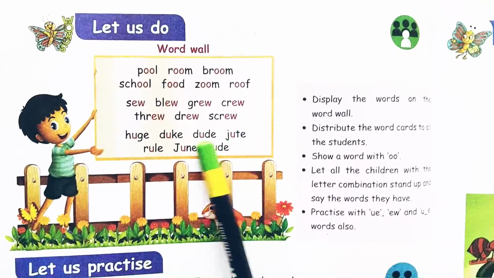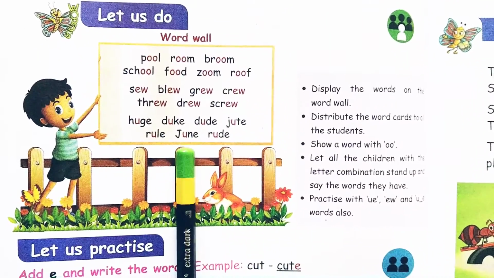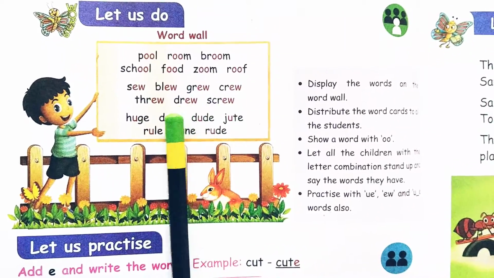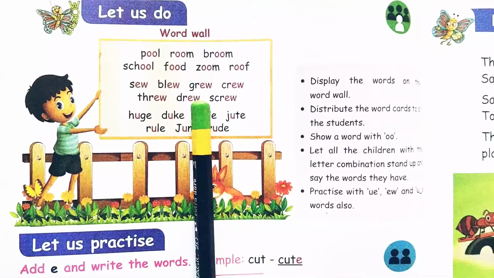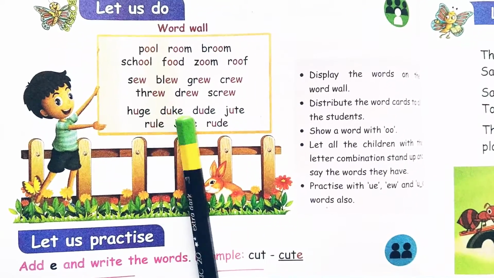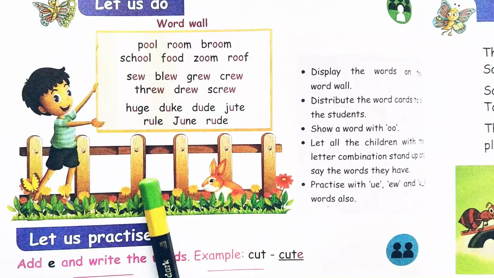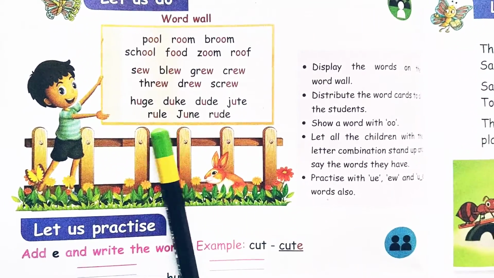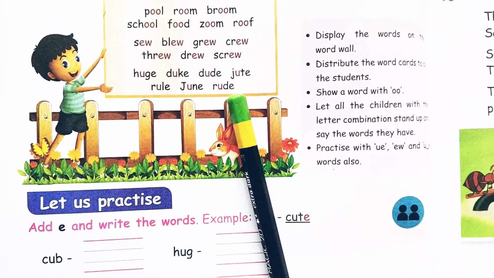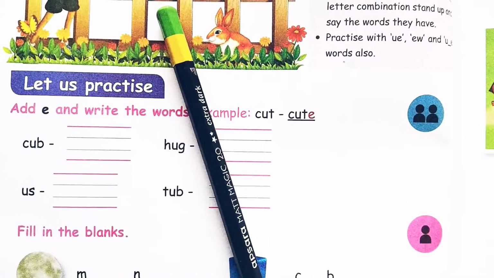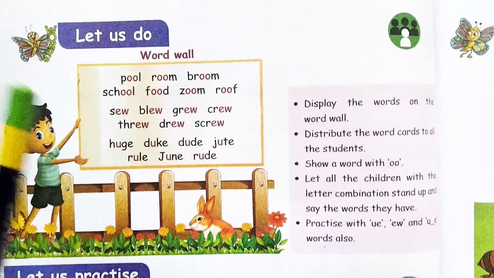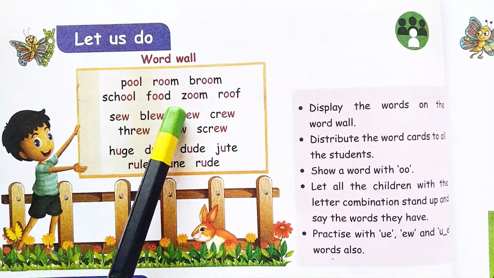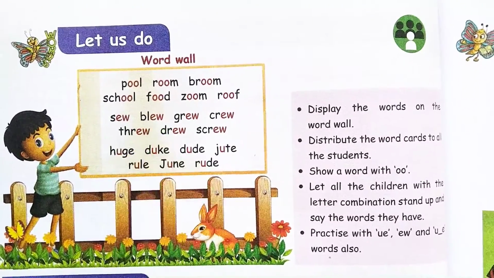Let us do word one. Pool, room, broom, school, food, zoom, roof, sew, blue, grew, crew, true, drew, screw, huge, duke, dude, jute, rule, June, rude. Let us do word wall: pool, room, broom, school, food, zoom.